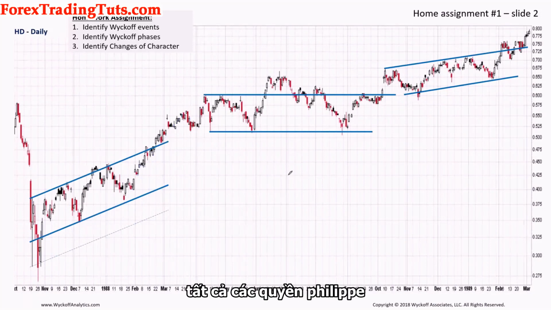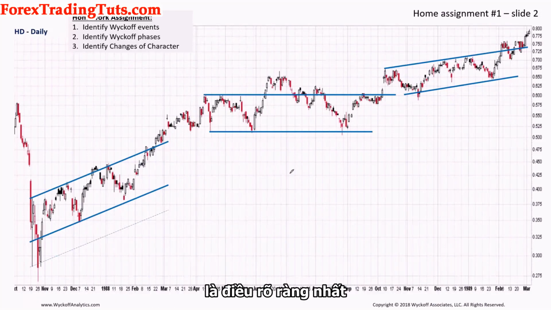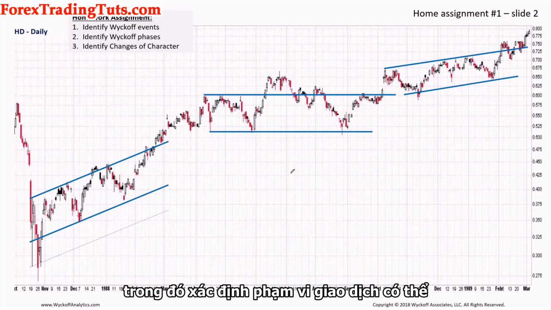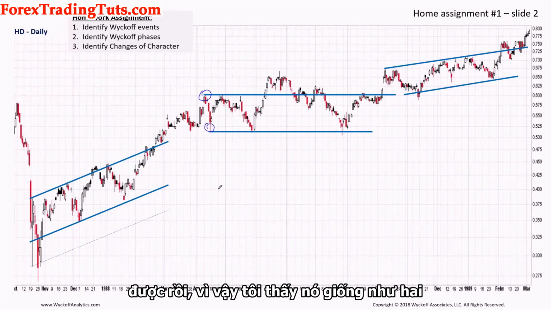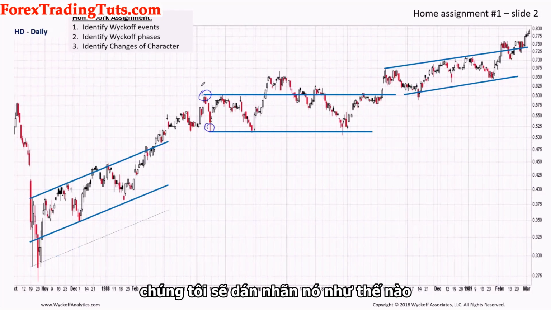All right, Philippe, what about the second trading range? What is the most obvious thing on this consolidation? So the first 2 points, which define the trading range, probably. Okay, so I see it as these 2 points. What is the first point? How would we label it?